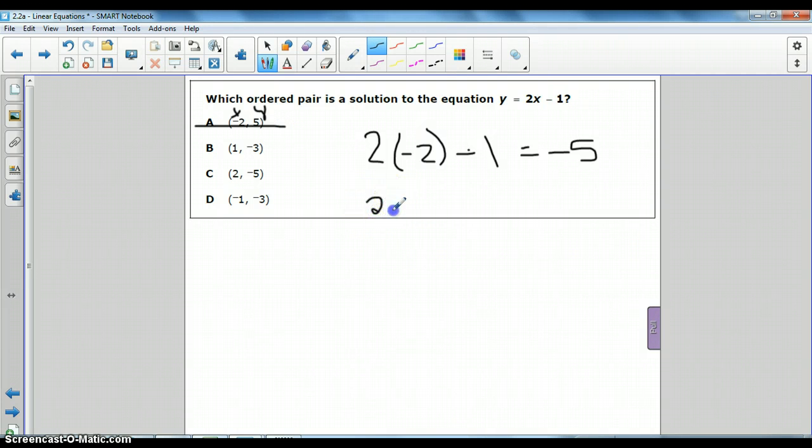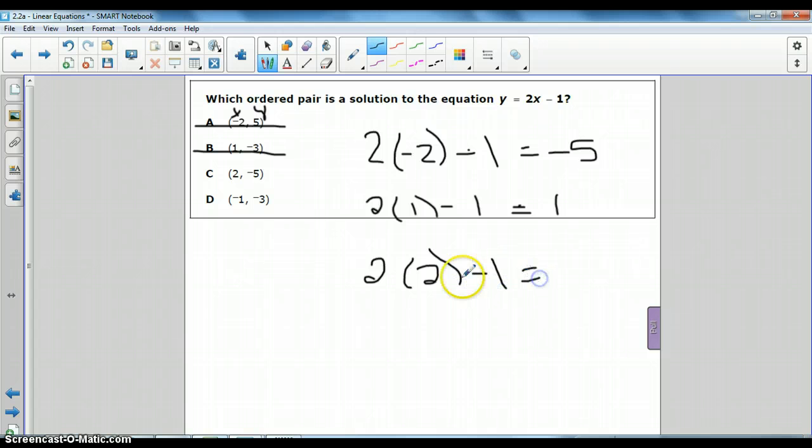Pop it in your calculator. 2 times 1 minus 1. So I'm just taking the x and putting it in here. 2 times 1 minus 2, you should get 1. They want you to get 3 if that's the correct answer, so that can't be right. Okay, let's try the next one. 2 times 2 minus 1. Put that in your calculator. 2 times 2 is 4, minus 1 is 3. They say you should get -5, so that one's not right either.